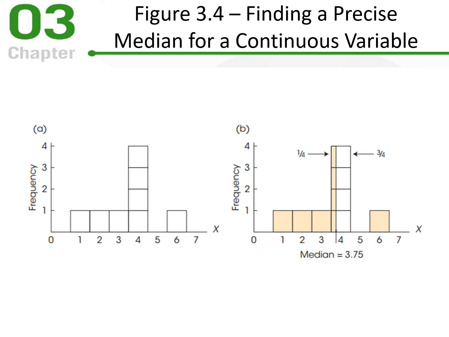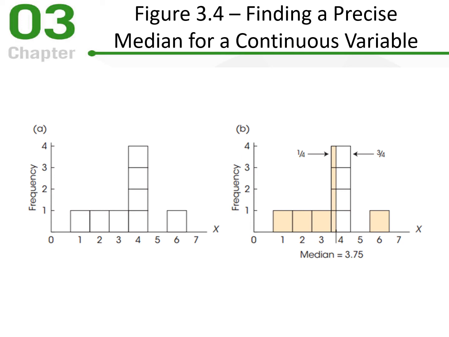That's important because we're going to use the real limits to help calculate the median for a continuous variable, the precise median. So let's go back to picture B again, and I'll walk you through it. Remember I said I needed 4 blocks on the left of the median and 4 blocks on the right of the median? The best way to do this is to divide that column, which has 4 blocks. I only need one of those blocks out of those 4, so divide that column into fourths.